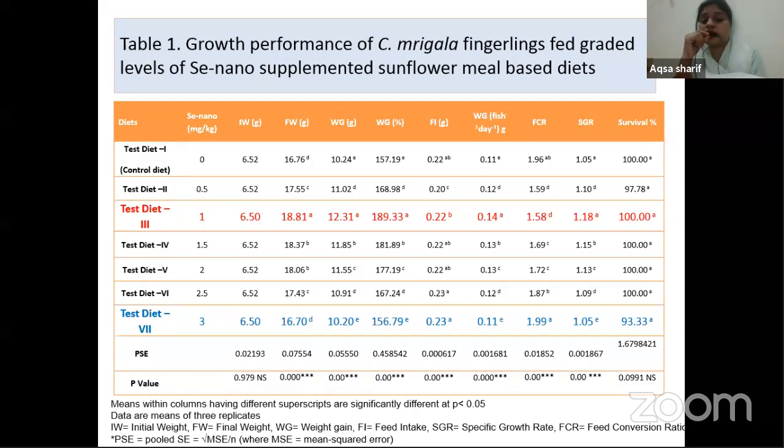And with the control diet, you can take the difference: the weight gain percentage was 157%, while by adding 1 milligram of selenium nanoparticles, this weight gain improved to 189%. So you can note this difference?